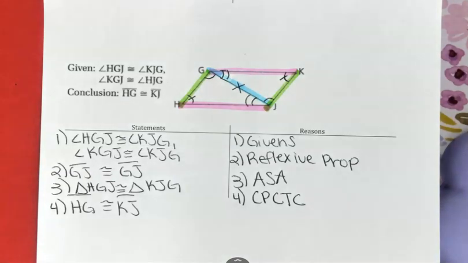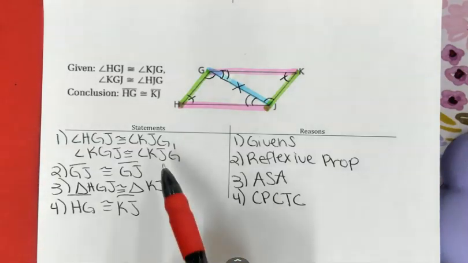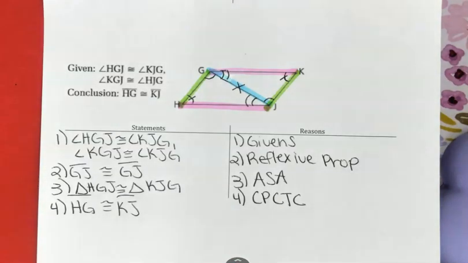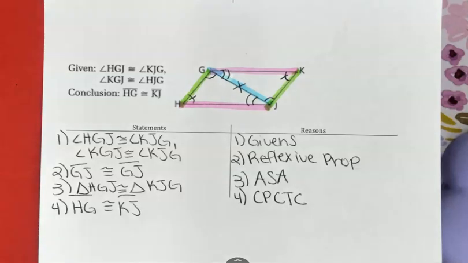Now we do have two more examples on the back we're going to work, but I just want to go ahead and say now that you cannot use CPCTC until you have shown that you have congruent triangles. That has to come first.